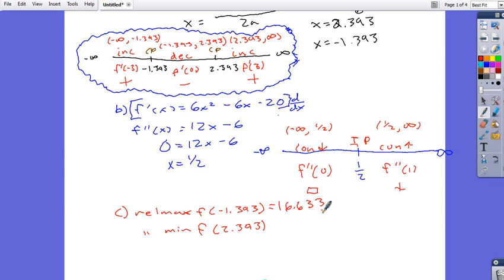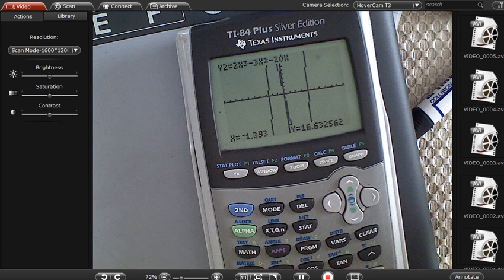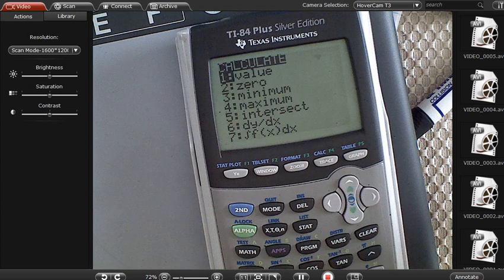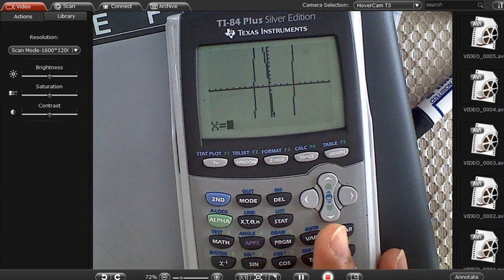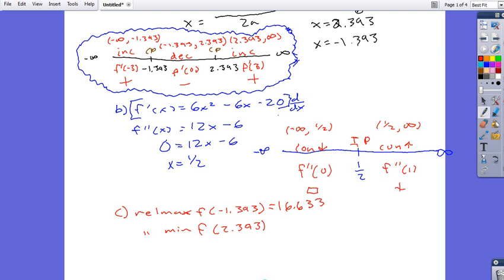I'm going to do the other one real quick. I'm just doing the same thing, y'all. It's just second trace again, value, and then 2.393. It's going to give me the answer pretty quick. So that's negative 37.633. It's funny how we're getting almost all the same decimals. Negative 37.633. So good deal. That's a relative max and a relative min. We're done with step C.